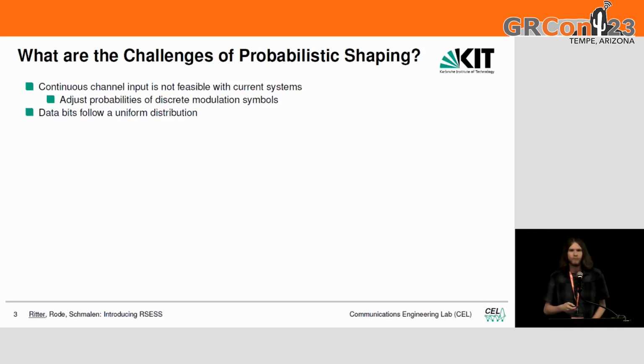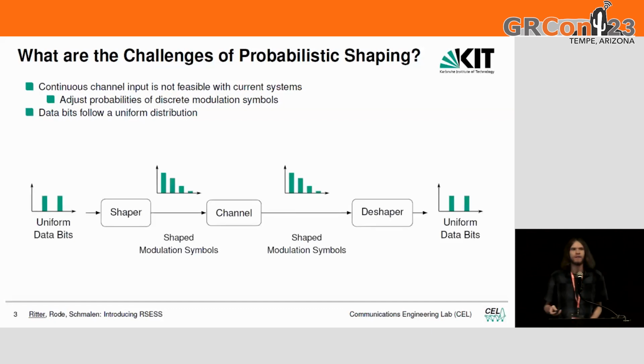This means we need a shaper that converts from the uniformly distributed data bits to non-uniformly distributed channel modulation symbols. And then at the receiver, we need the de-shaper to convert back to uniformly distributed data symbols. This way, the channel only sees the shaped modulation symbols, and then we get our gain.